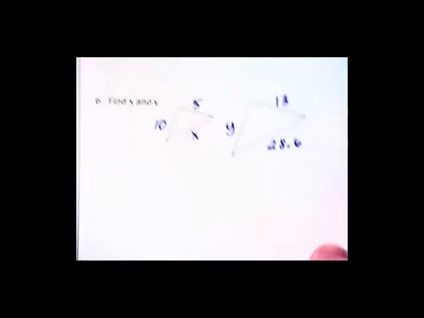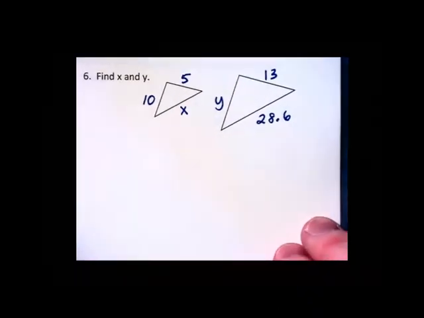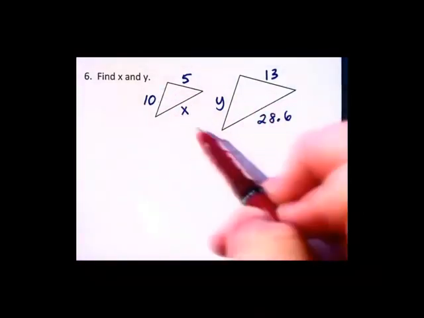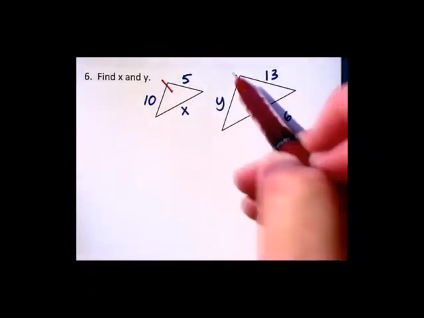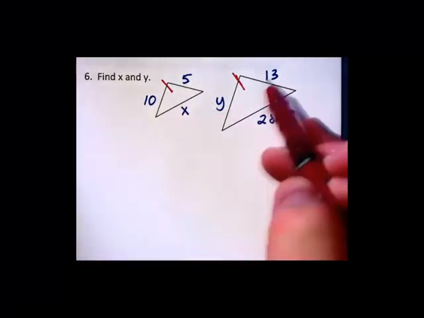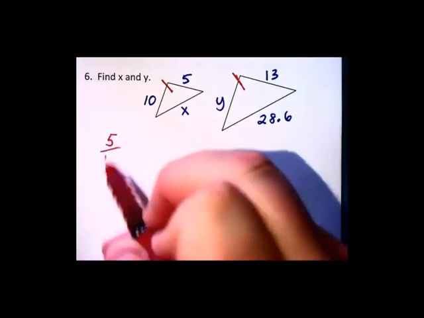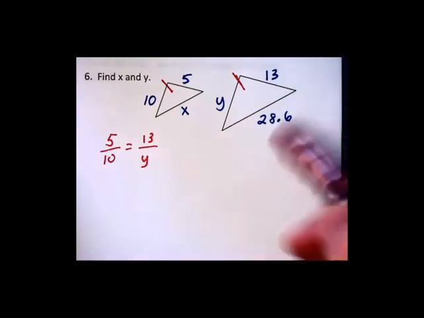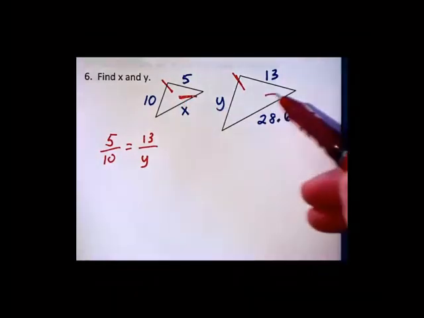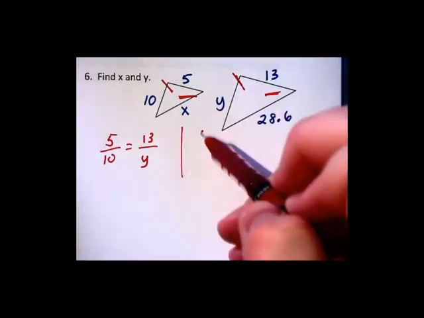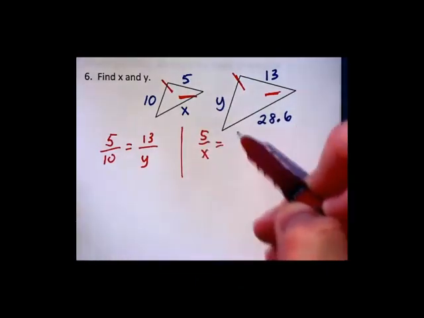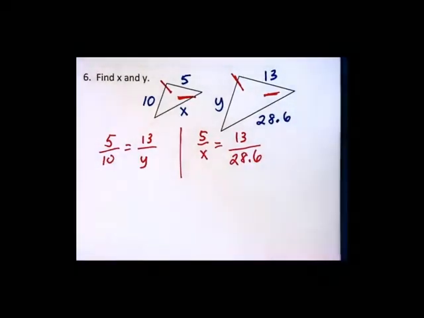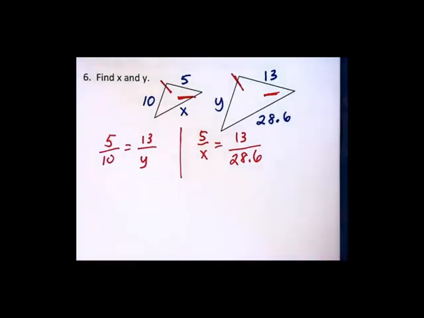For this next problem, I've already introduced some numbers in that you don't have on your blank sheets there. I'm going to begin by solving for y. I'm going to say, look at how the 5 and the 10 line up and the 13 and the y line up. I'm going to write 5 over 10 equals 13 over y. Also, I'm going to write another proportion here where I line up these. I'm going to say 5 matches with x in the same way that 13 matches with 28.6. So I've got two different proportions because there's two different variables we want to solve for.